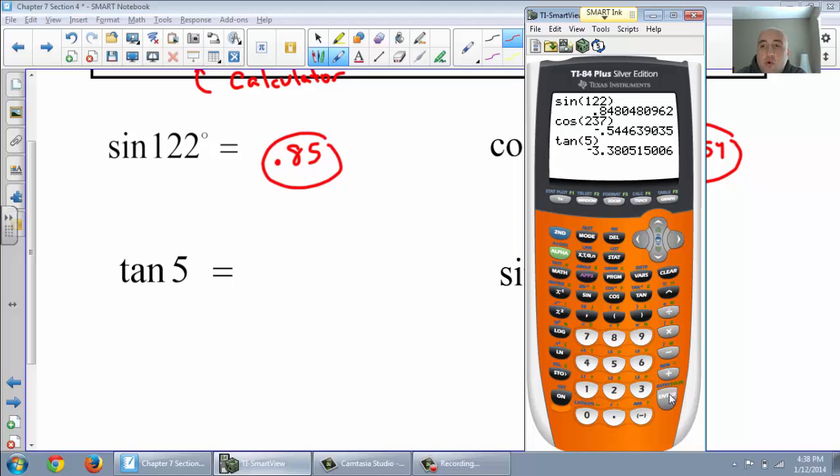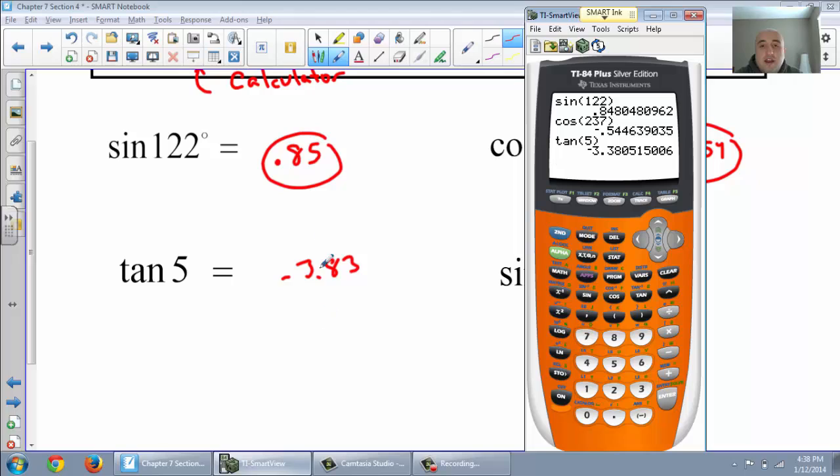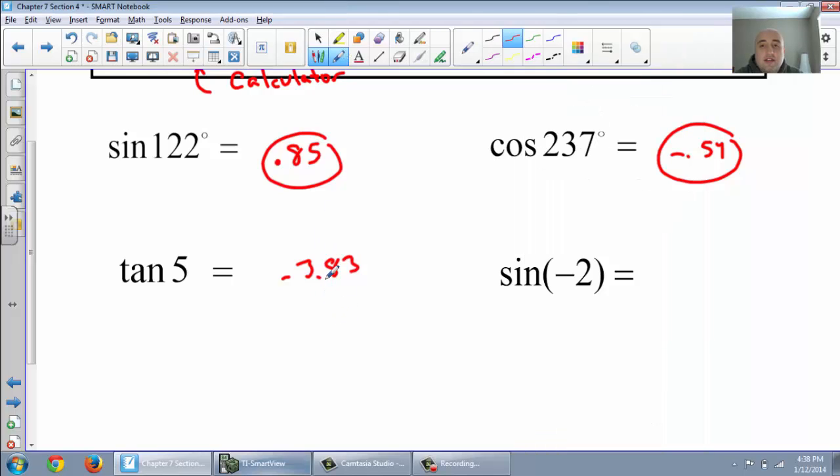Negative 3.83. Just double check that. Oops, I had it backwards. It is negative 3.38.